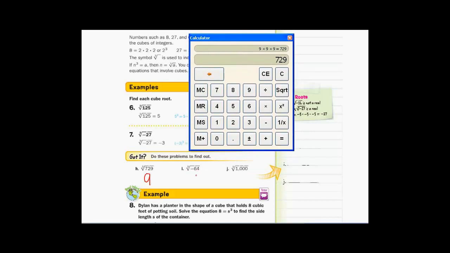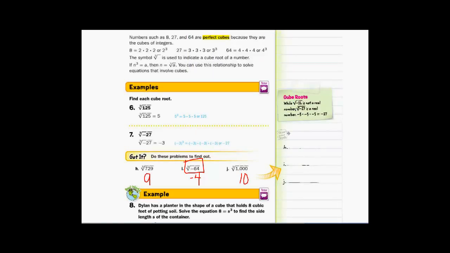Cubed root of negative 64. So pretend just for a second that this negative isn't there. Cubed root of 64 is 4, 4 times 4 times 4. And because we know that we need 3 negatives to get that, this has to be a negative. All right, and I just kind of gave this one away a second ago. What number times itself 3 times is 1,000? 10. But on this part, the biggest thing I want you to realize is that it is possible to take a cubed root of a negative. It is not possible to take a square root of a negative. So keep that in mind as you're going through here.